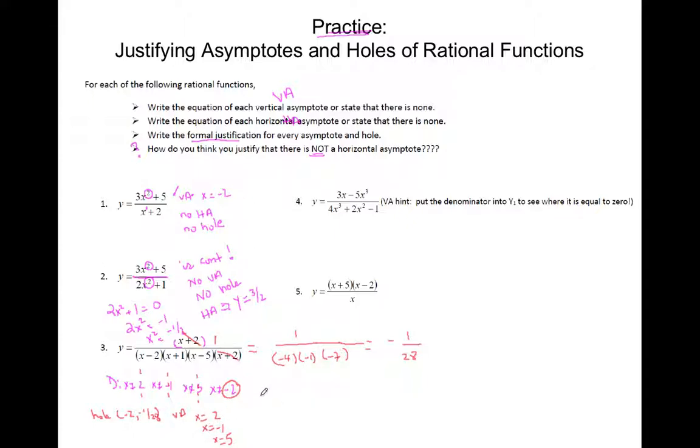How about a horizontal asymptote? Well, what's the power of the denominator? 1, 2, 3, 4. So you're bottom heavy, so you have a horizontal asymptote at y equals 0.